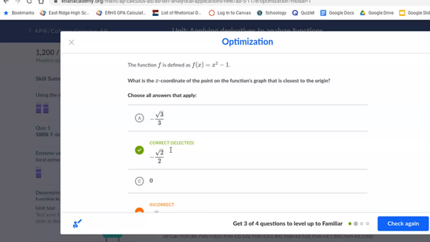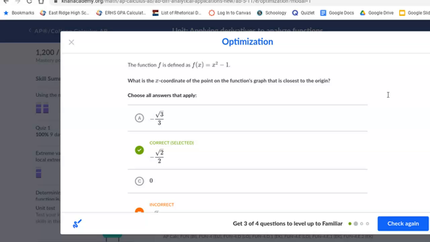Okay, this is a little bit bigger, and I know it's kind of pixelated. But I can almost guarantee you're going to run into a question like this, because every time I've run through the situations on homework questions, usually it's been one like this. It says the function f is defined as f of x equals x squared minus 1. So not a horrible equation, right? What is the x-coordinate of the point on the function's graph that is closest to the origin?